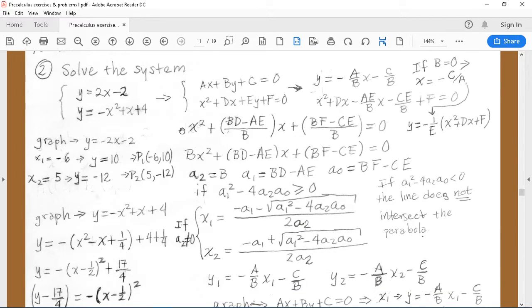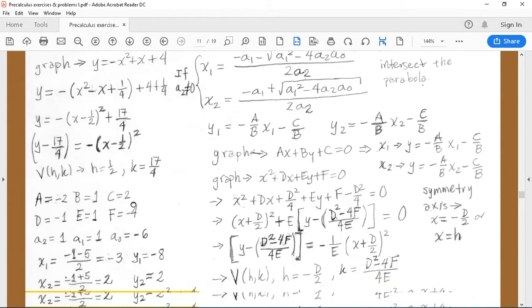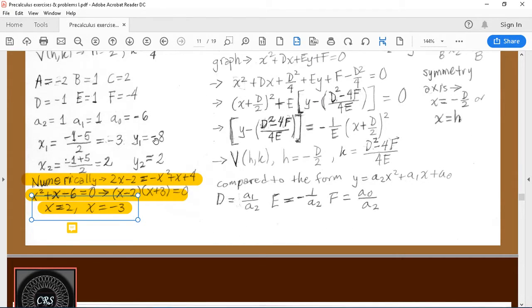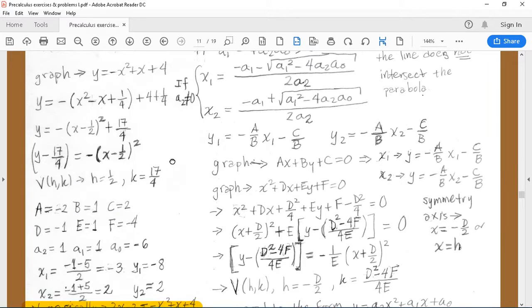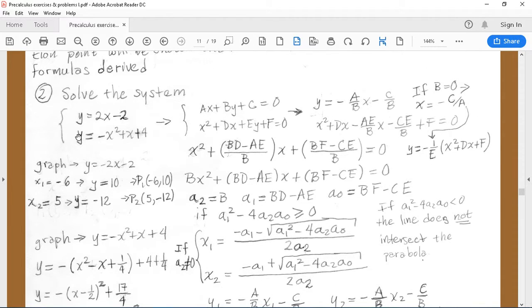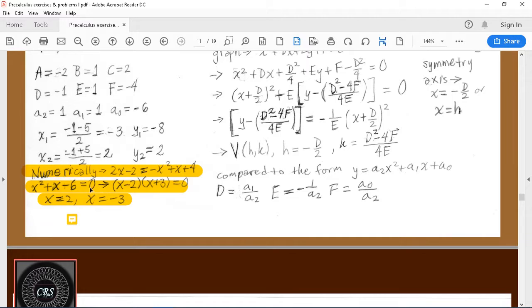So now we're going to continue with this other problem, which we are going to solve: the system y equals 2x minus 2 and y equals minus x squared plus x plus 4. So we have these two y's. We just equate the two y's. So we have 2x minus 2 equals minus x squared plus x plus 4.